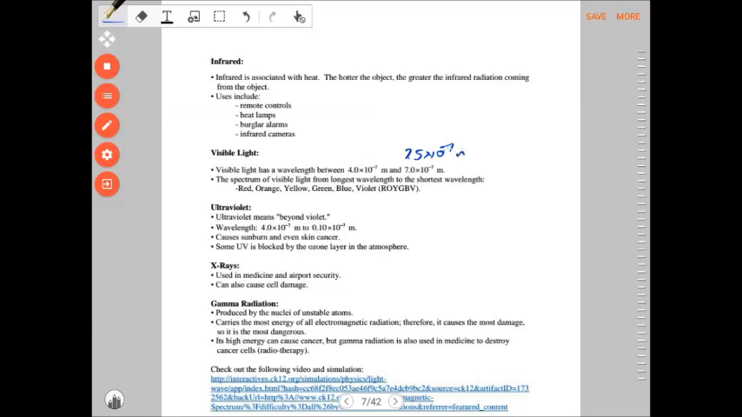Negative 7 meters. Wow, that's terrible. Negative 7. Okay, I should just do that properly. Negative 7 meters. Okay, the spectrum, of course, is Roy G. Biv.